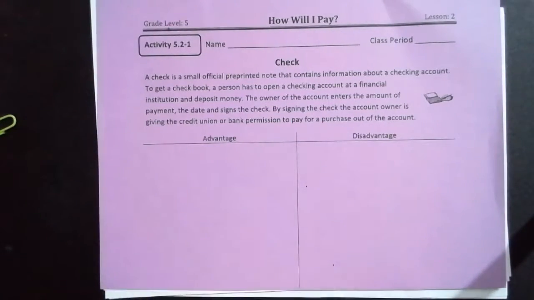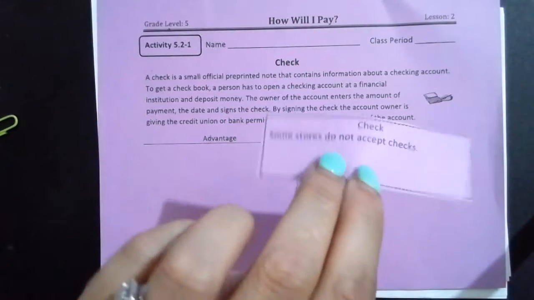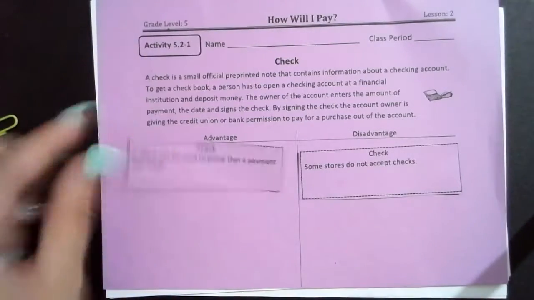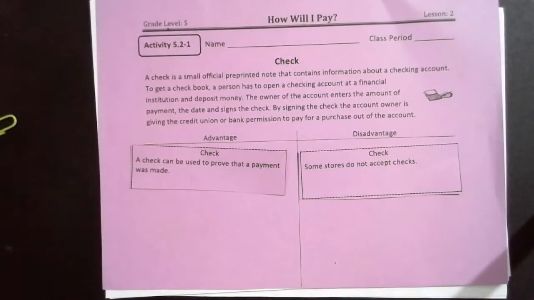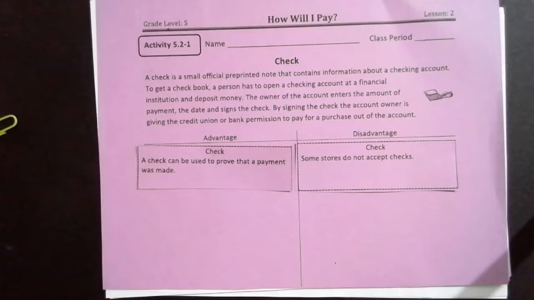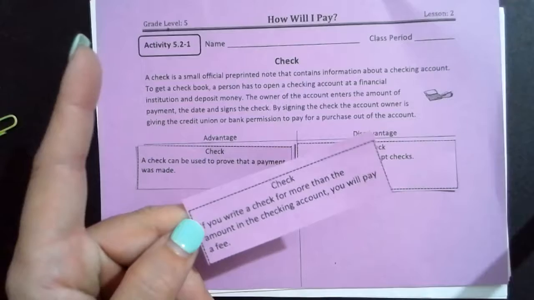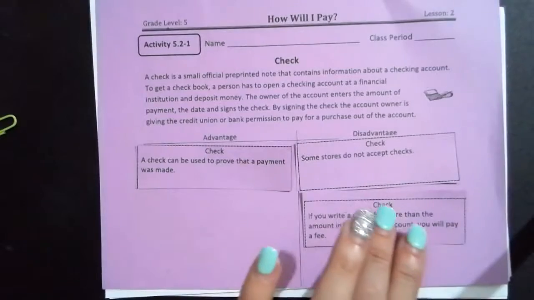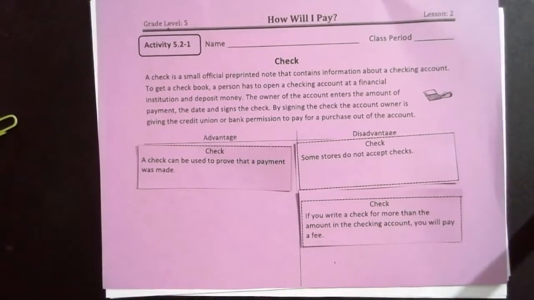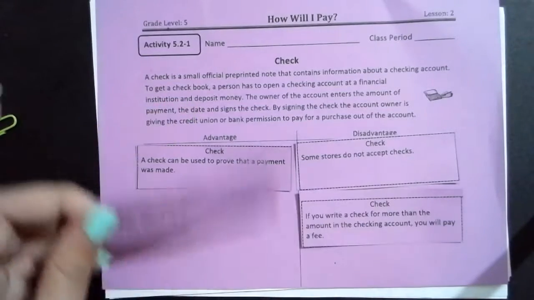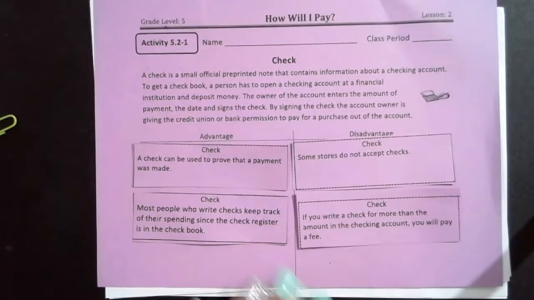A check can be used. So some stores do not accept checks, so that would be a disadvantage. A check can be used to prove that a payment was made. That is an advantage. If I pay Miss Inman, I owe her some money, and she says, you know what, you never paid me. My bank is going to have a copy of the check after they pay her, and I can prove that it's paid. If you write a check for more than the amount in your checking account, you will pay a fee. That's a disadvantage. You cannot write a check for money you don't have. That's illegal. Most people who write checks keep track of their spending since their check register is in the checkbook. That's true. It's really easy to keep up with what you pay.